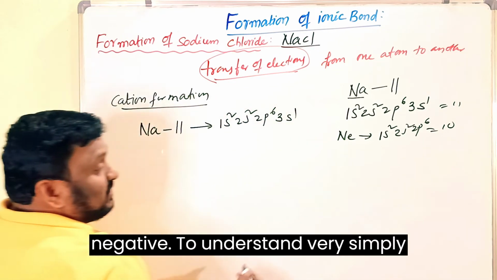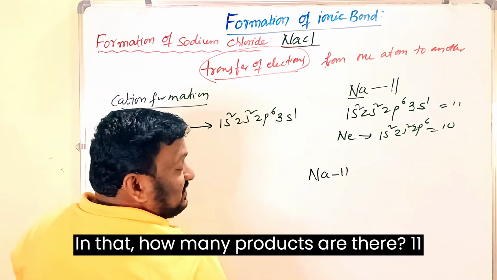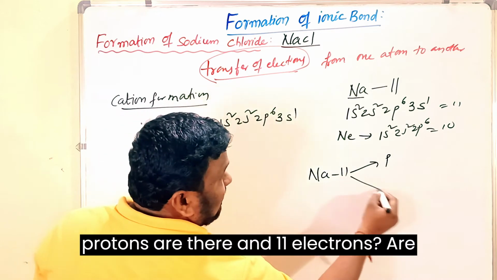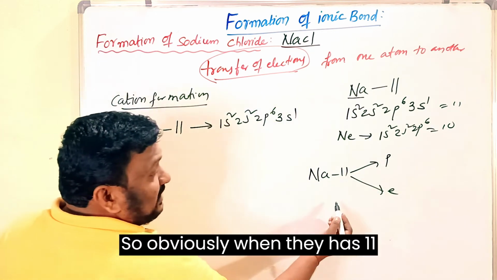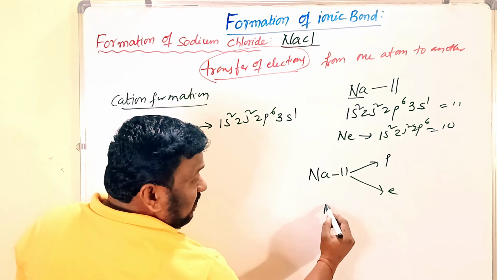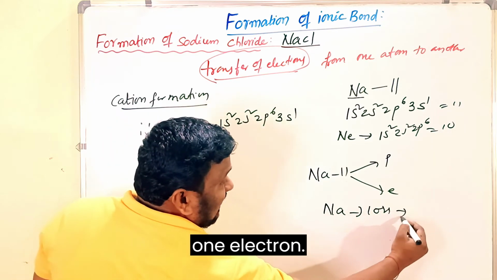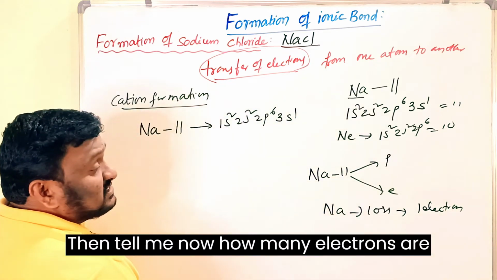To understand very simply, Na is 11. How many protons are there? 11 protons and 11 electrons. So when it has 11 protons and 11 electrons, if sodium loses one electron, then tell me now, how many electrons are there?